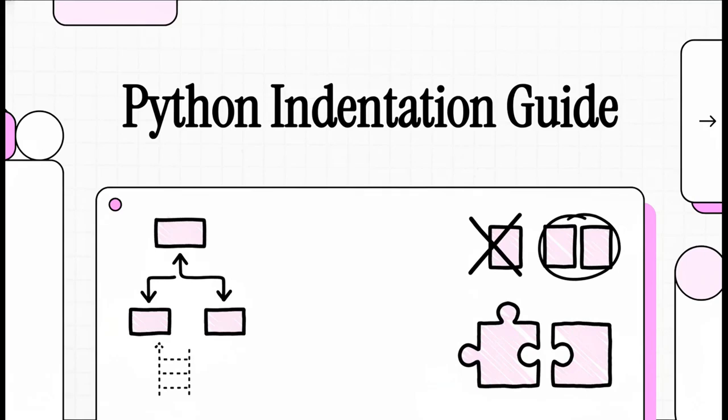Welcome to this explainer. If you're coming over to Python from languages that use curly braces like JavaScript or C++, Python's incredibly strict indentation rules can sometimes cause unexpected, frustrating syntax errors. Today, we're going to demystify Python's structure using a really visual mental model so that you can confidently format your code without the headache of indentation bugs.